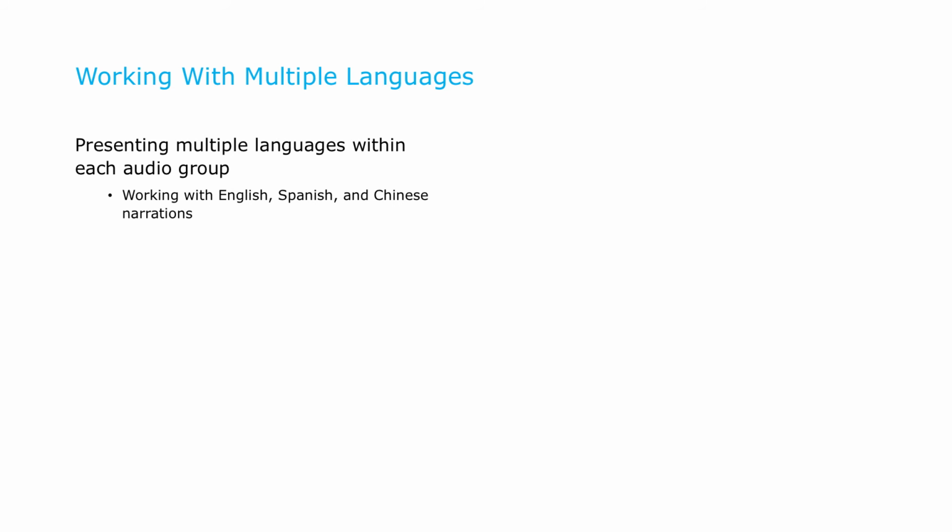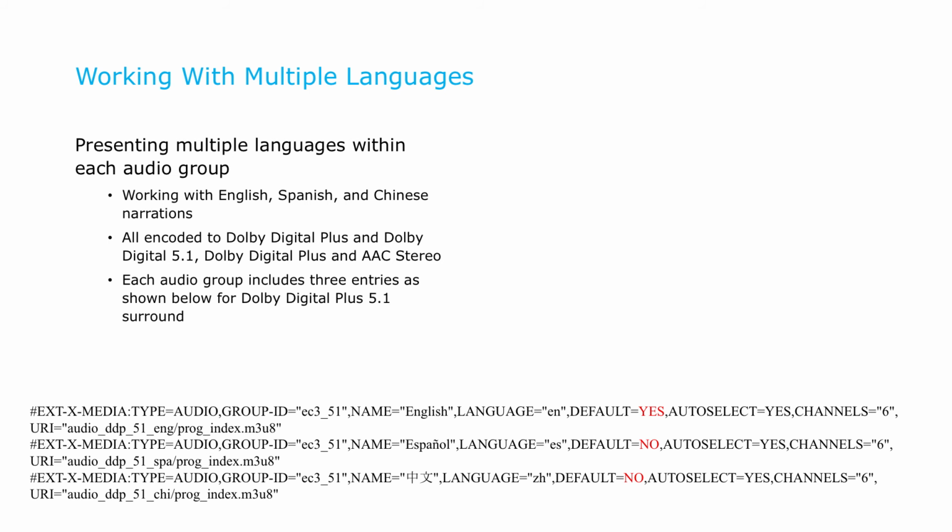Here we're working with audio recorded in 5.1 surround with English, Spanish, and Chinese narrations. In each language, we have audio encoded in Dolby Digital Plus and Dolby Digital 5.1 surround formats, Dolby Digital Plus Stereo, and AAC Stereo. So each of these audio formats will have 3 EXT-Media options, one for each language. You see the 3 EXT-Media alternates on the bottom of the slide, showing only the Dolby Digital Plus 5.1 entries.